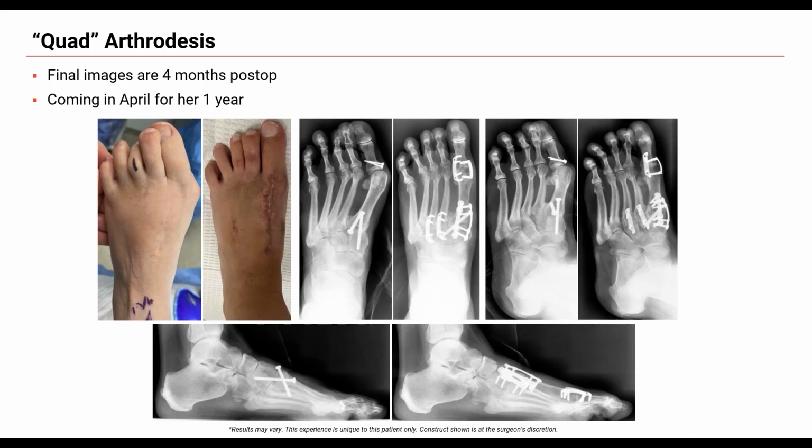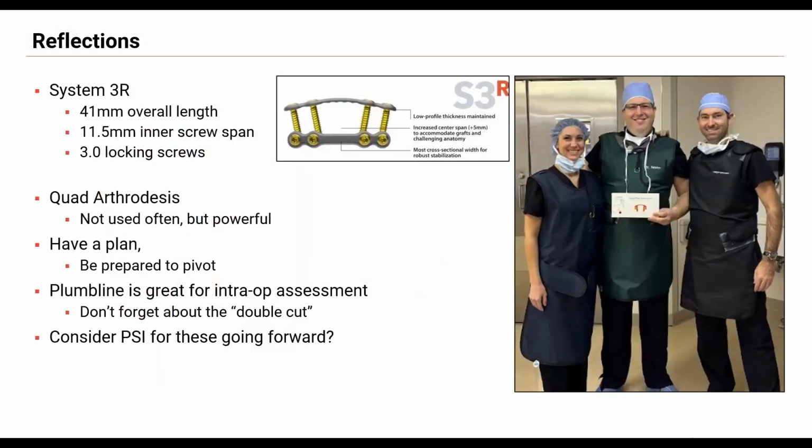Good work. Thank you. So I wanted to just touch on the System 3R. That's the revision plating system. It does have a bigger span between the inner screws, about 11.5 millimeters. So if this was a shorter one or there was some atrophy from a non-union or something, I've bone grafted in there, and these will span that graft site. They are larger diameter screws, so you do have some more bite in the bone, and you get a little bit longer length on the screws as well.